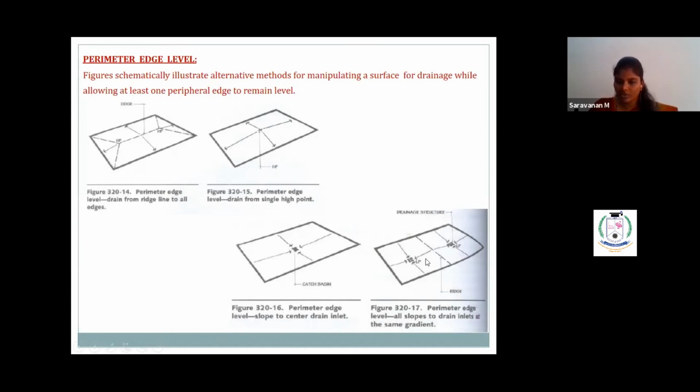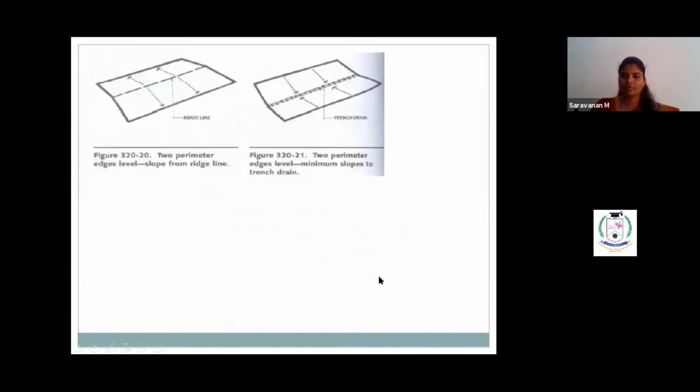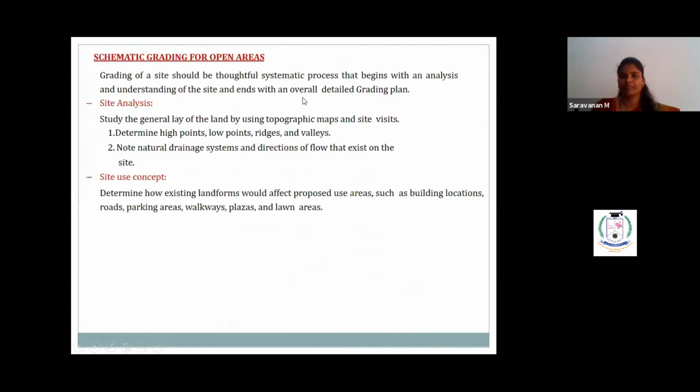Can you see the slope which is up and down? So you have 2 points here, from here and here it goes up. This is a 2 perimeter edge level, which slopes from the ridge. You have the ridge in between and the slope towards both sides. And for this one, 2 perimeter edge level, minimum slopes to the trench drain. In the center you have the trench drain, so from both sides you have the drain.